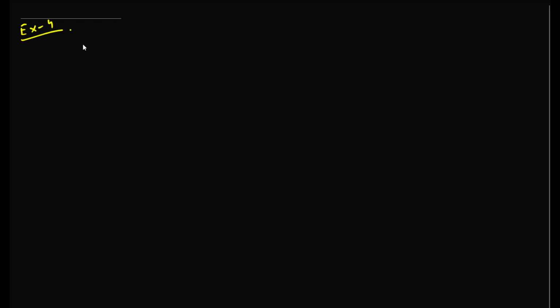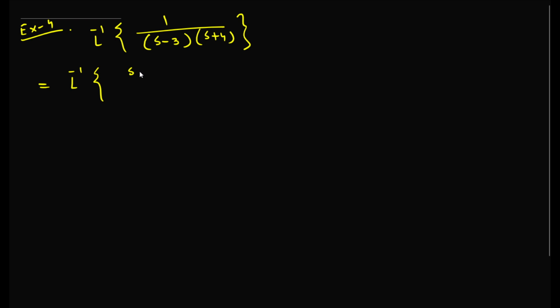So let us find L inverse of 1 divided by (s minus 3)(s plus 4). This one we have to simplify because there is no rule or formula for this type. So let us simplify this a little bit. Can we write (s plus 4) minus (s minus 3) in the numerator? In the numerator actually we have 1.